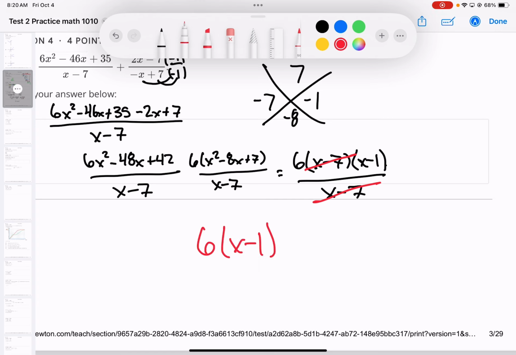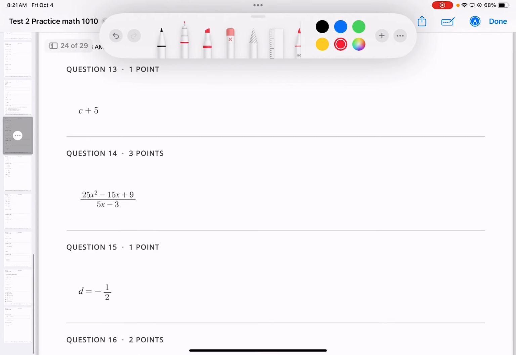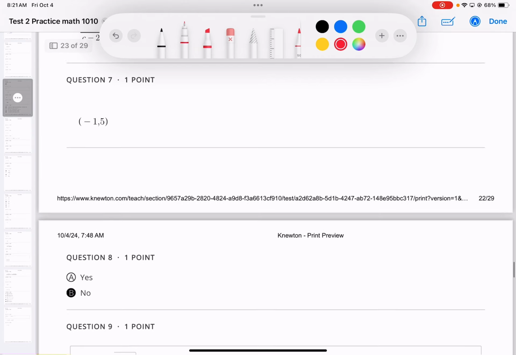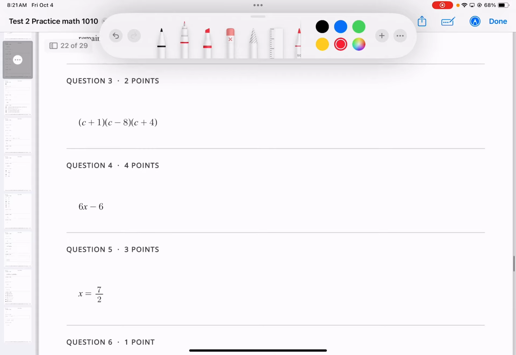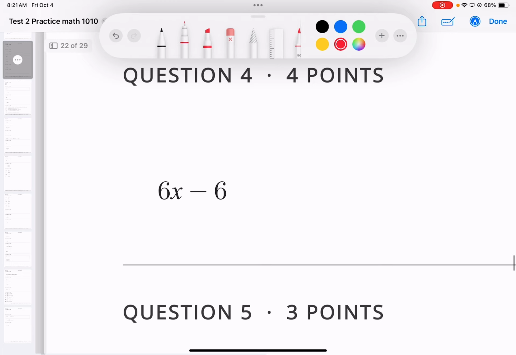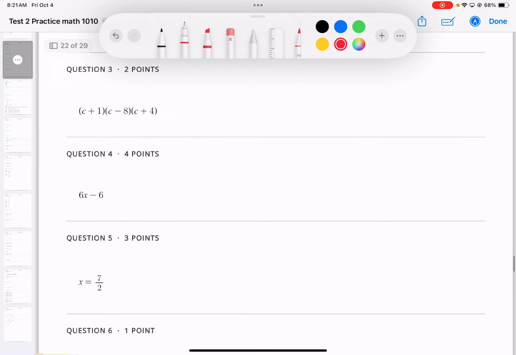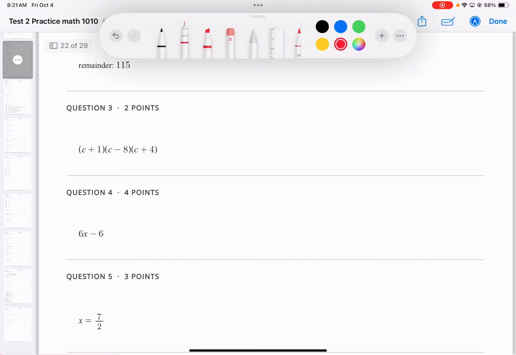It could be 6x minus 6. Let's see what type of answer they wrote here. What question was this one? Just 3? Oh, man, we need to fly. Oh, so they distributed the 6. But if you do this one and you don't distribute it and it marks it wrong, I'll mark it right, because this is the same. This is the one I just did.